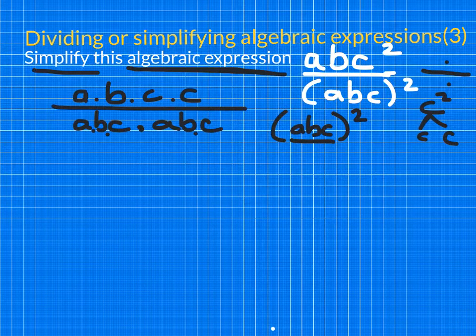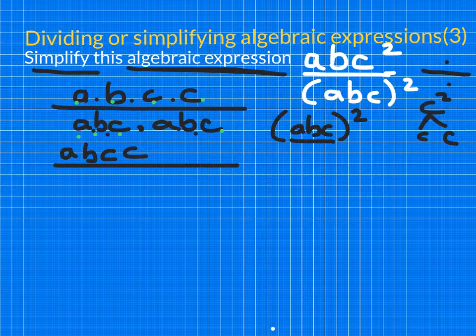Let's now look and see what we've got. Is there anything that we can match up together? Well, we've got an A and an A, we've got a B and a B, we've got a C and a C, and we've also got a C and a C. So let's now rewrite these multiplications in a different order. This is not changing their value. A B C C, divided by, we'll have an A B C, bring that other C, that's leaving another A B.